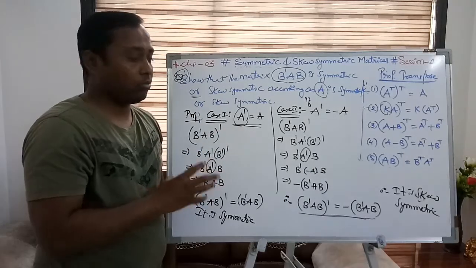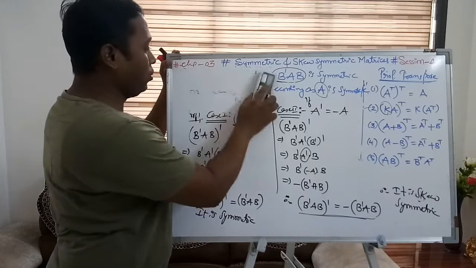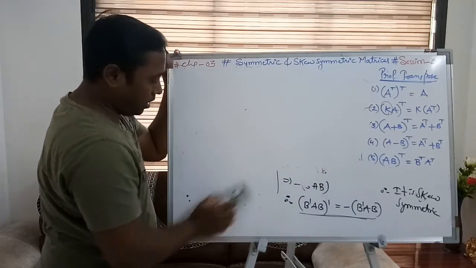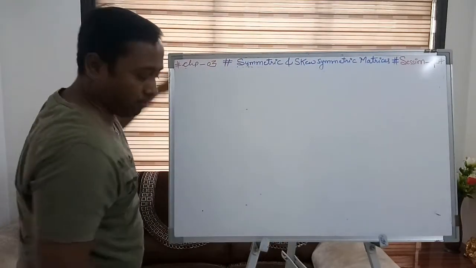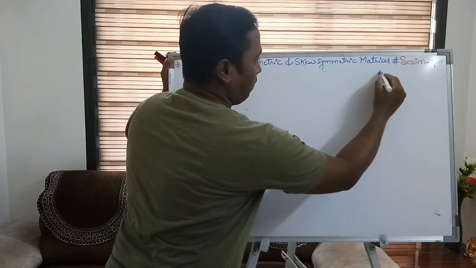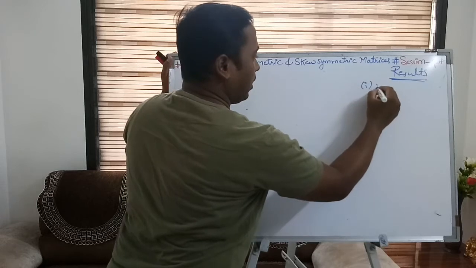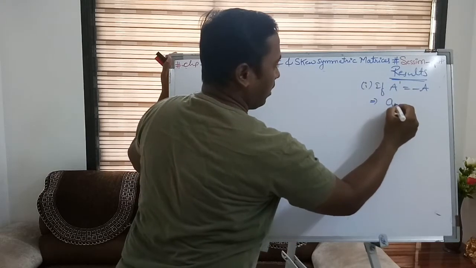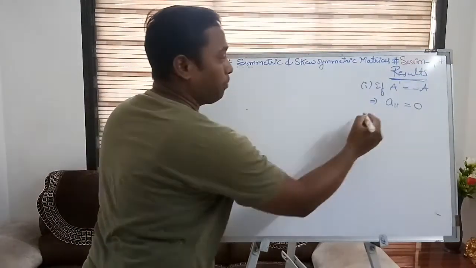So I am simply listing the important results where we have proved that symmetric and skew symmetric, where you need to remember their derivations because they are asking in the form of questions. Okay, so what are the important results we have proved in this session? Let's have that. The first results, the ones which we have proved. The first one is, if A is skew symmetric, means A dash is equal to minus A, it implies that a_ii is equal to 0. It means that all diagonal elements of a skew symmetric matrix are always 0.